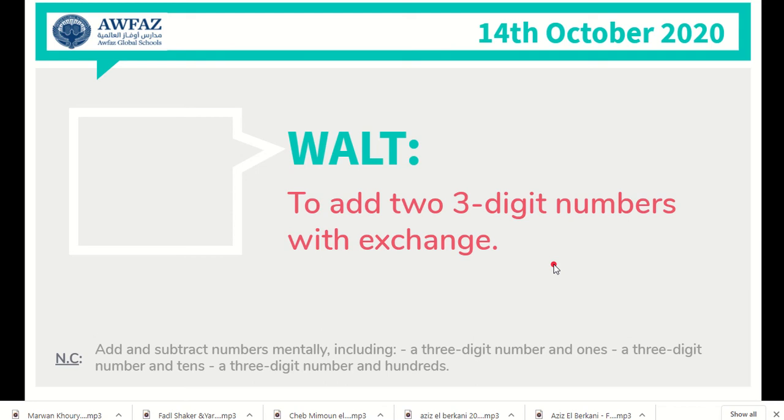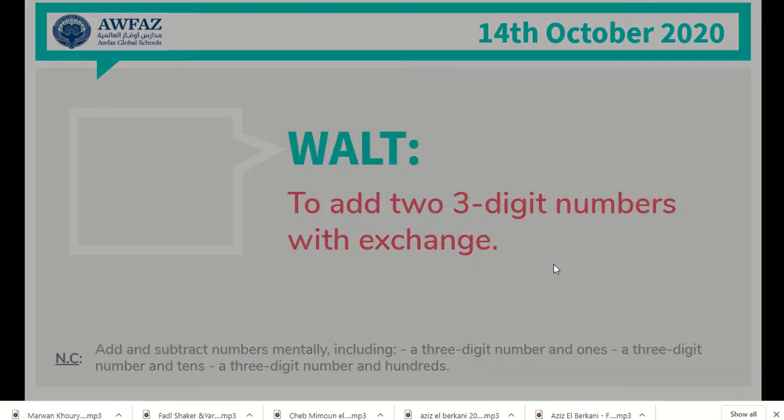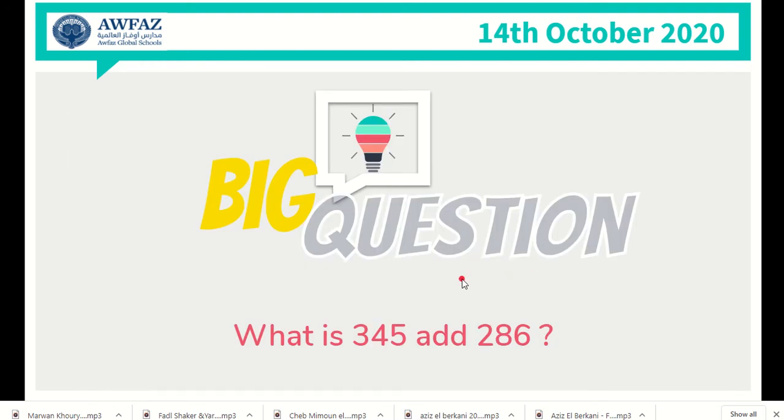Hello everybody. In our previous lesson, we've learned how to add two three-digit numbers without exchange. So today we're going to be looking at adding two three-digit numbers with exchange. So our big question is, what is 345 plus 286? Hopefully most of you or all of you will be able to answer this question by the end of this lesson.